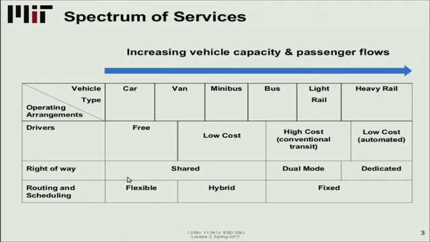In terms of right-of-way, we start with shared right-of-way. So cars, vans, minibuses, and buses typically share the road with other cars, right? They're sharing the space and they're stuck in traffic if there is traffic. For bus and light rail, you have a mix. Some of these systems can operate only in a shared right-of-way, or only in dedicated corridors, or a mix of both. Light rail systems, for example, often have dedicated rights-of-way, but when they hit intersections, they have to wait like all the other cars to cross the intersection.